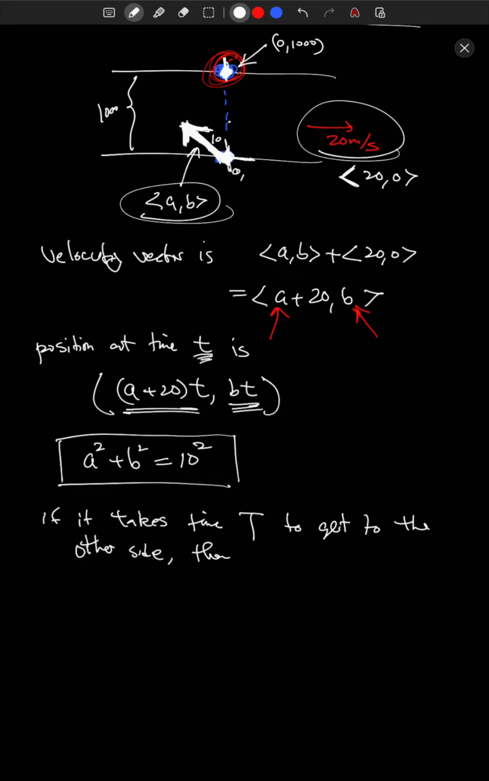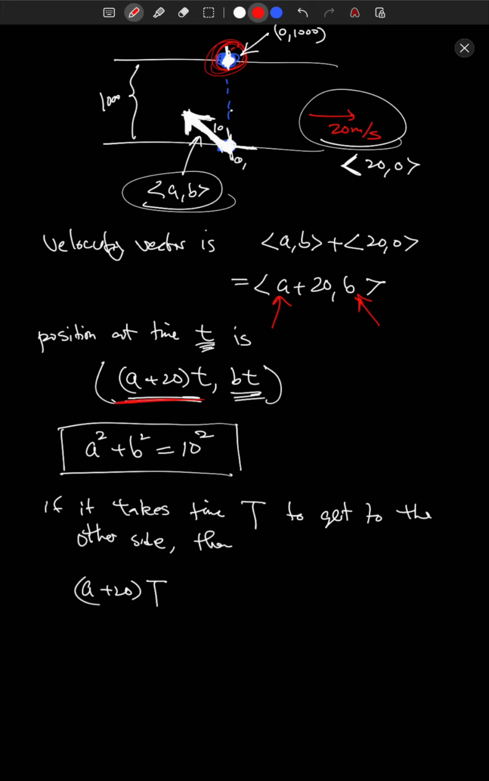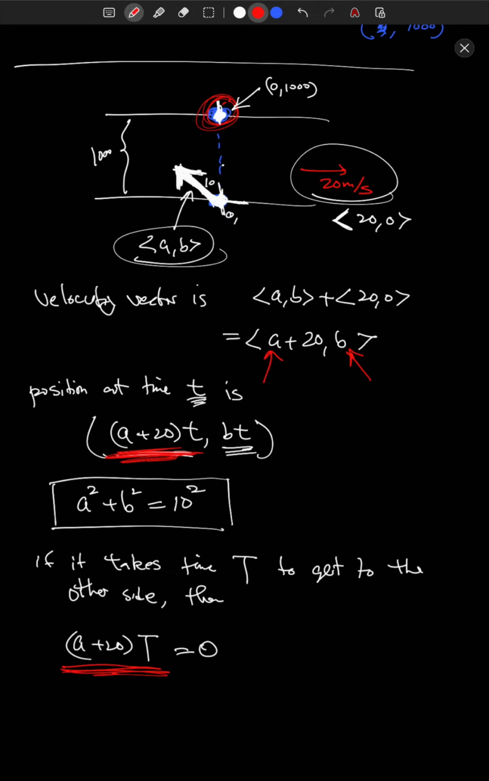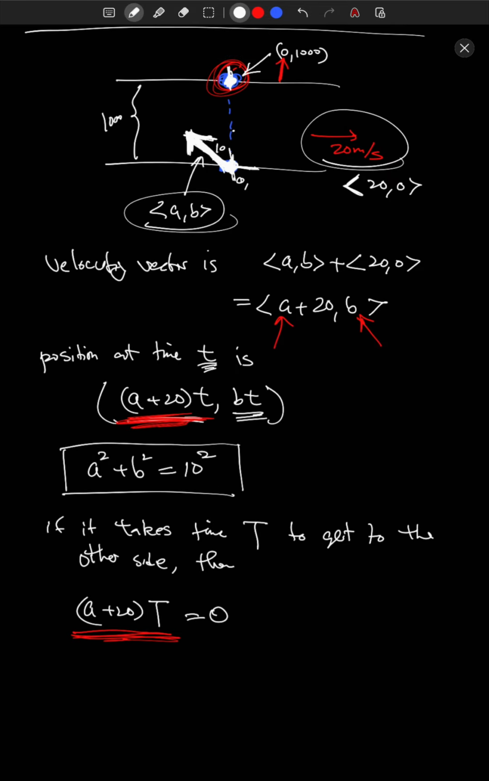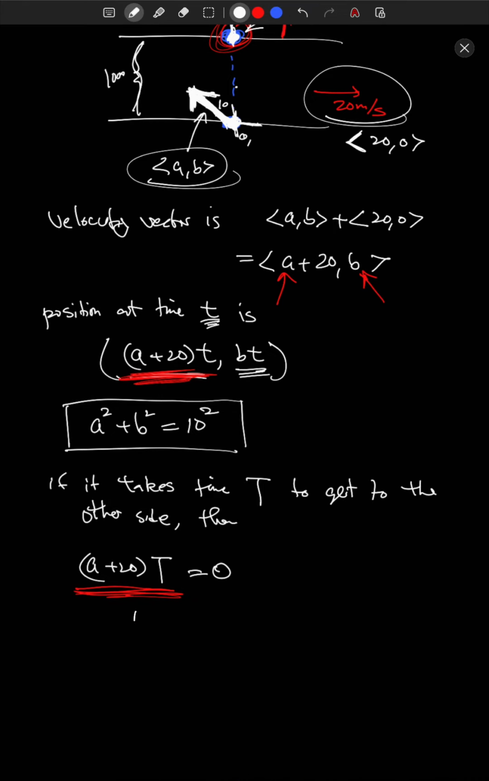then what are we requiring? That means that a plus 20 capital T, this guy right here, our x coordinate position when we hit the other side, should be equal to 0, right? Because our x coordinate position when we hit the other side should be 0. Also, our y coordinate position at the other side is 1,000 meters to the north, so B capital T has to be 1,000.